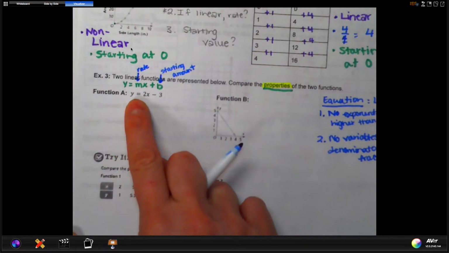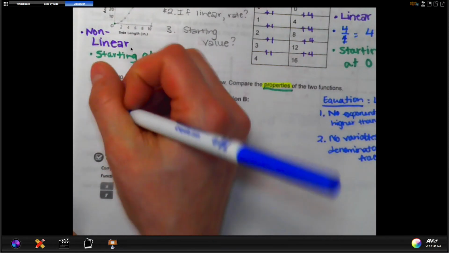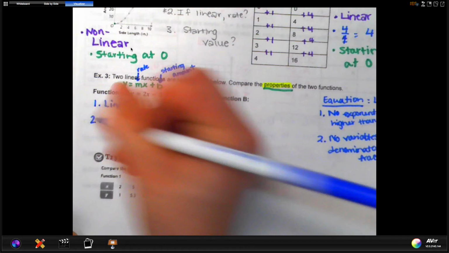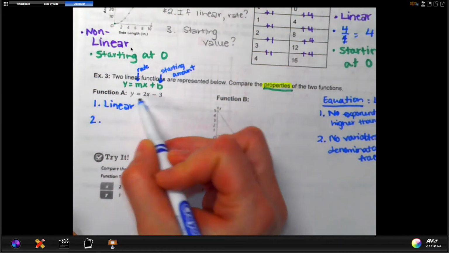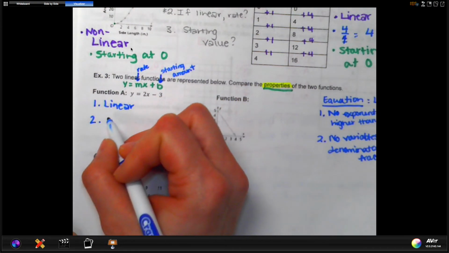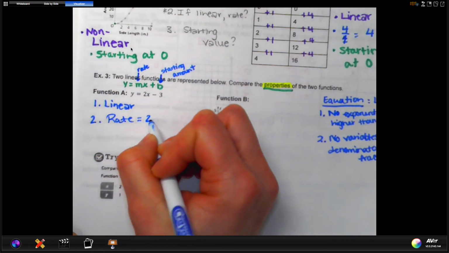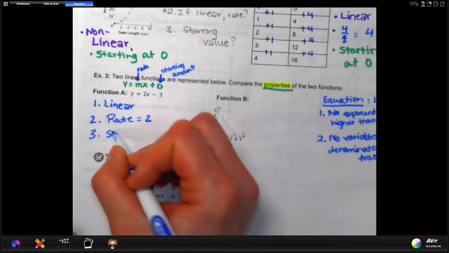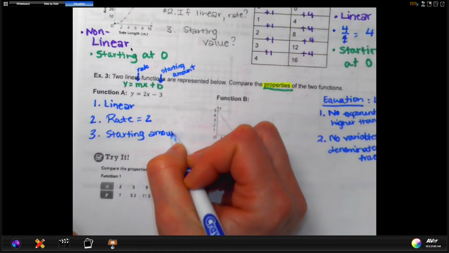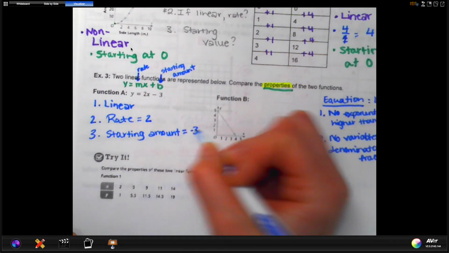So function A is written in our format that we're used to, y equals mx plus b. So this one, first of all, is linear. Second thing, what is our rate here? So our rate is the number that is next to the x. So our rate is 2. And our starting amount here is our y-intercept. And so let's not forget that the starting amount is not plain 3. That minus sign goes with the 3. Our starting amount is negative 3.